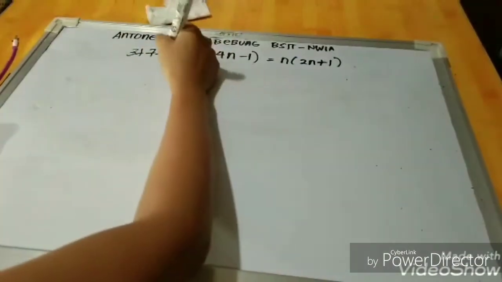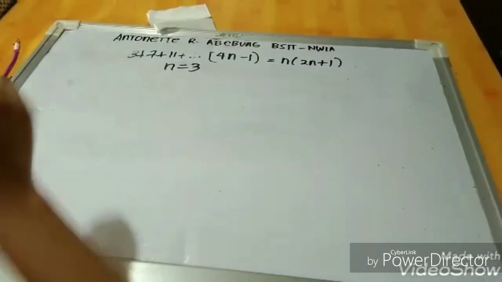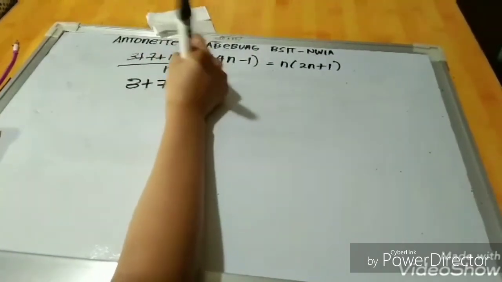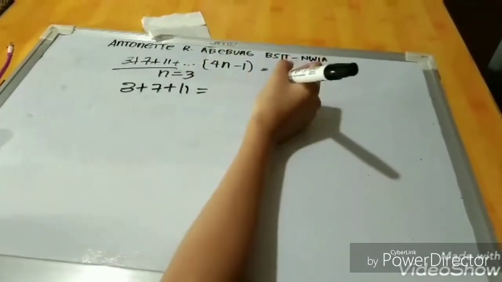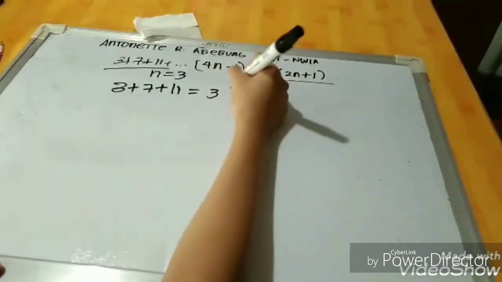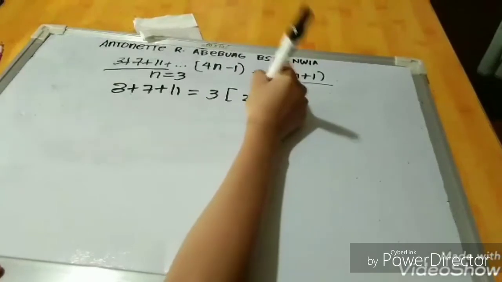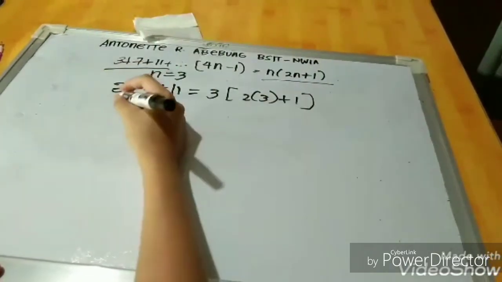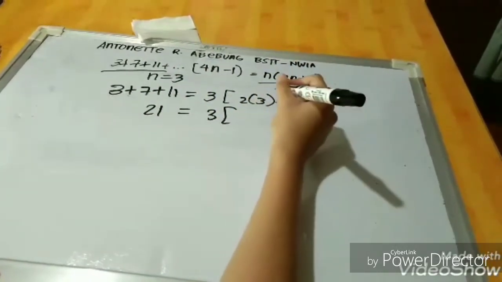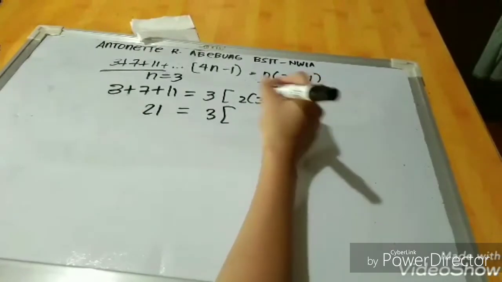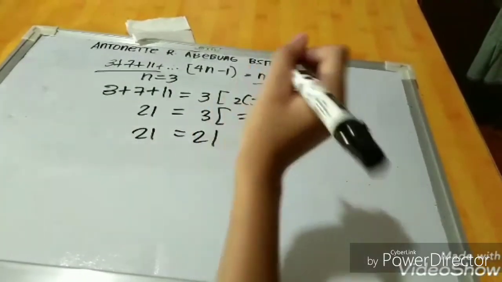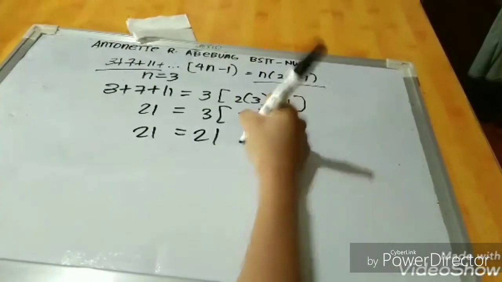Now, let's try n equals 3. We need to add the first 3 terms, which is 3 plus 7 plus 11. And on the right side, let's replace n with 3. 3 plus 7 plus 11 is equal to 21. 2 times 3 plus 1 is equal to 7. 3 times 7 is 21. So, n equals 3 is also true.